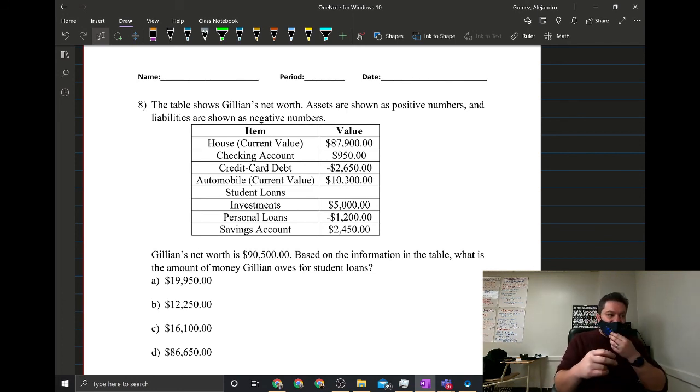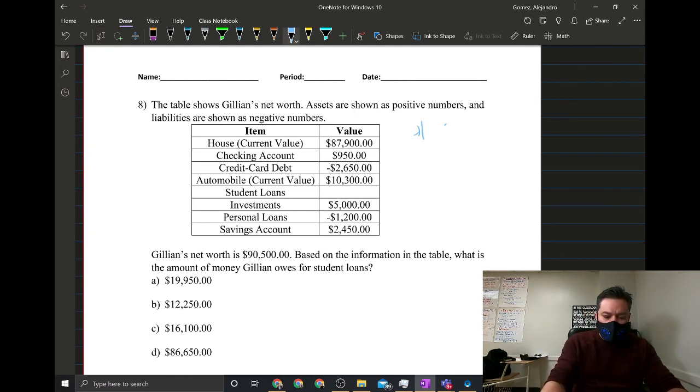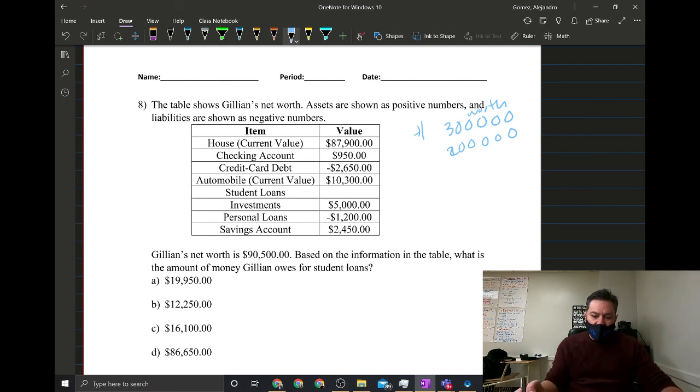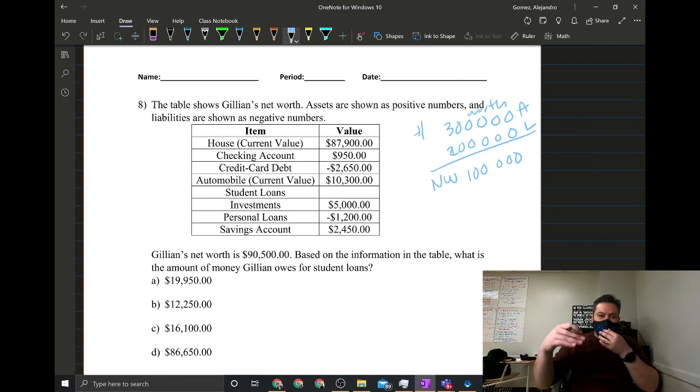Now, you can have a thing that is both an asset and a liability. For example, if my house is worth $300,000, but I owe $200,000 on it, my net worth for that one is going to be $100,000. So this is an asset and this is a liability. The asset is that and the liability is that. So the net worth is going to be all the positives minus all the negatives. That's how you calculate net worth.